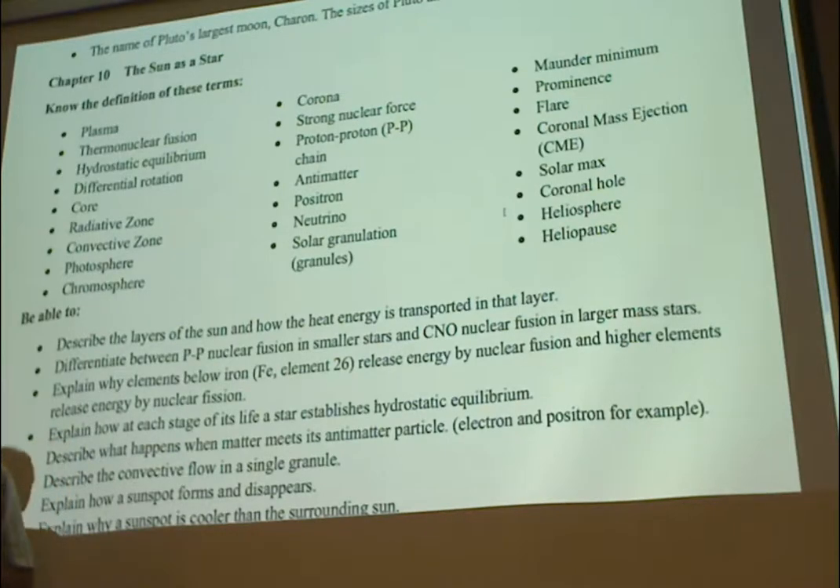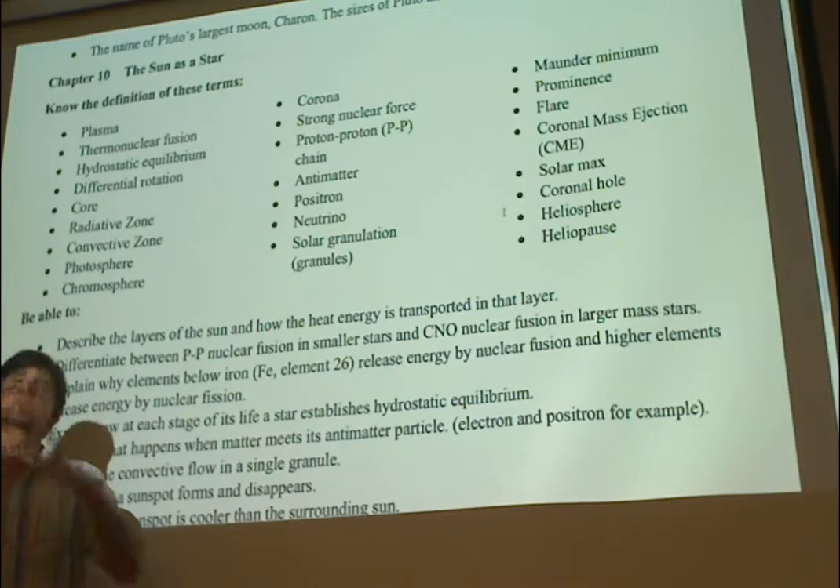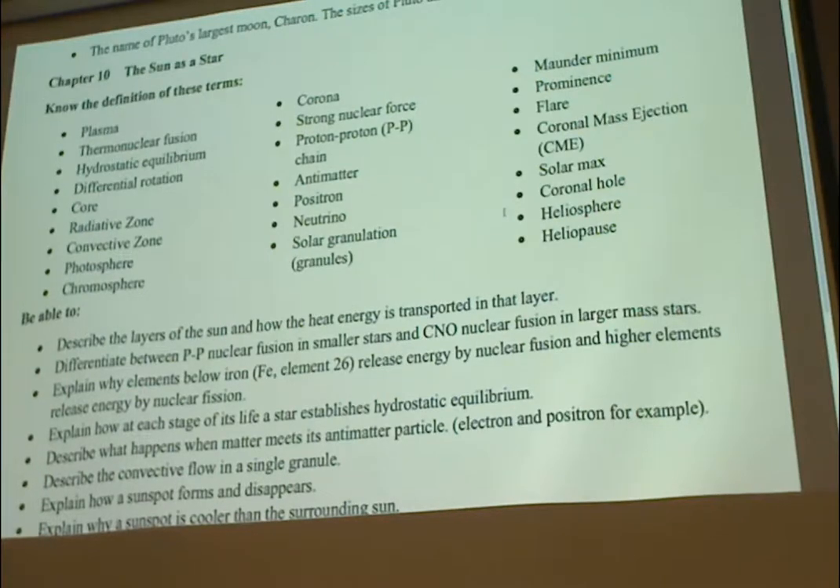The heliosphere, what would that be? That's the magnetic region near the sun, where the magnetic field of the sun reaches. The heliopause is outside of that, where the sun's magnetic field is no longer present. So it's just outside the heliosphere, that heliopause. You may have something happening there, but it's not the magnetic field of the sun that's causing it.